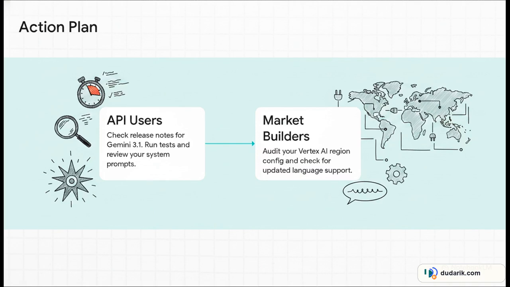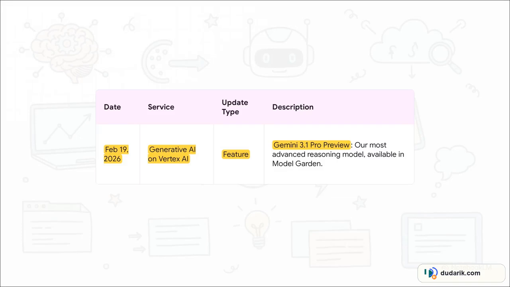Second, for those of you building for India or other emerging markets, it's time to do an infrastructure audit. Check your Vertex AI region setup and see if the new language support solves any of your old problems. And just so you know exactly what you're looking for, here it is. This is the actual entry from the official Vertex AI release notes, dated February 19th. It confirms the preview of Gemini 3.1 Pro. This is your starting point. This is the green light for all your testing.